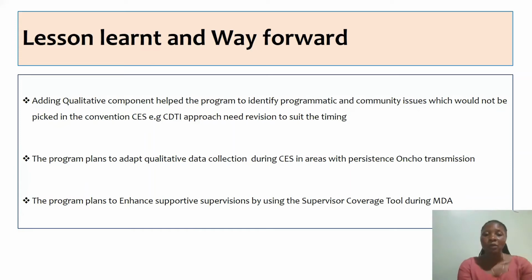And the way forward is that the program plans to adopt qualitative data collection during CES in areas with persistent oncho transmission, and this will help the program to devise mechanisms to solve those challenges. The program also plans to enhance supportive supervision by using the WHO supervisor coverage tool during MDA.